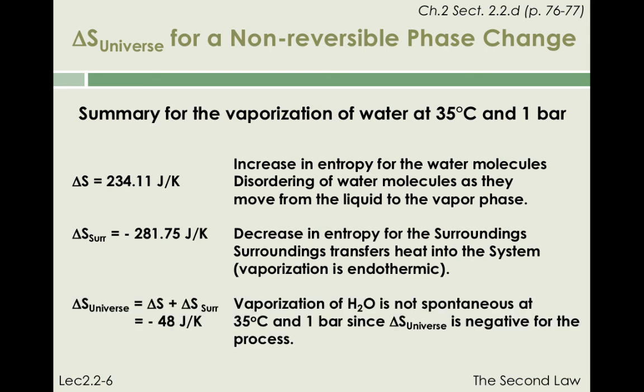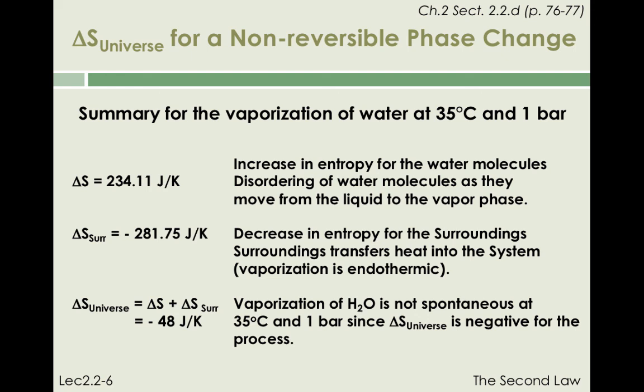Finally, adding delta S for the system and delta S for the surroundings yields a value of delta S universe equal to minus 48 joules per Kelvin. A negative value of delta S universe allows us to conclude that vaporization of water is not spontaneous at 35 degrees Celsius and 1 bar. Indeed, under these conditions, the liquid phase of water is stable, not the vapor phase.